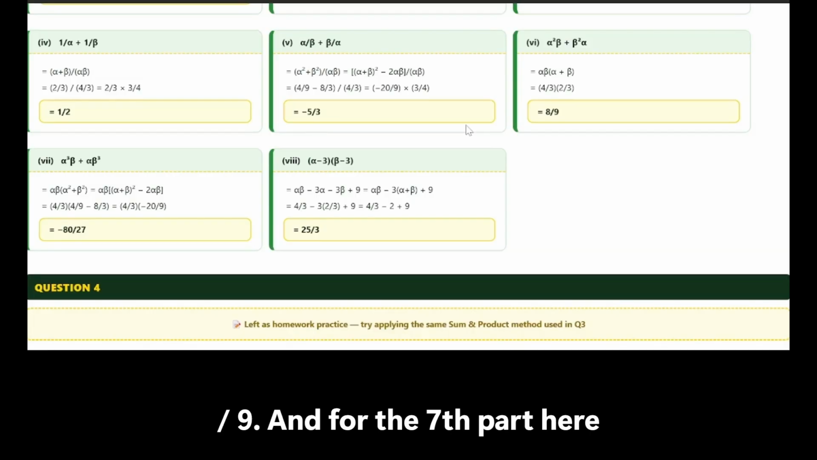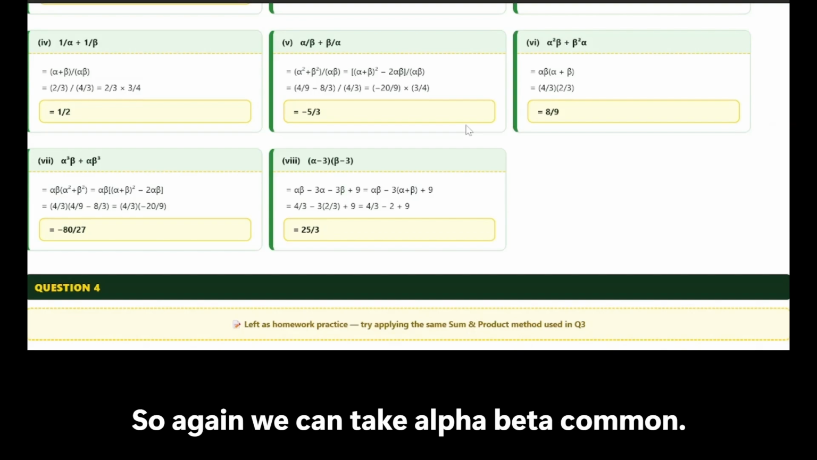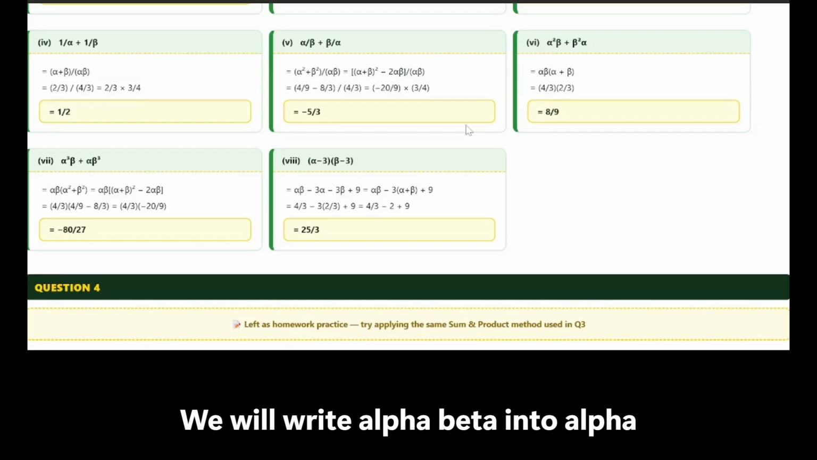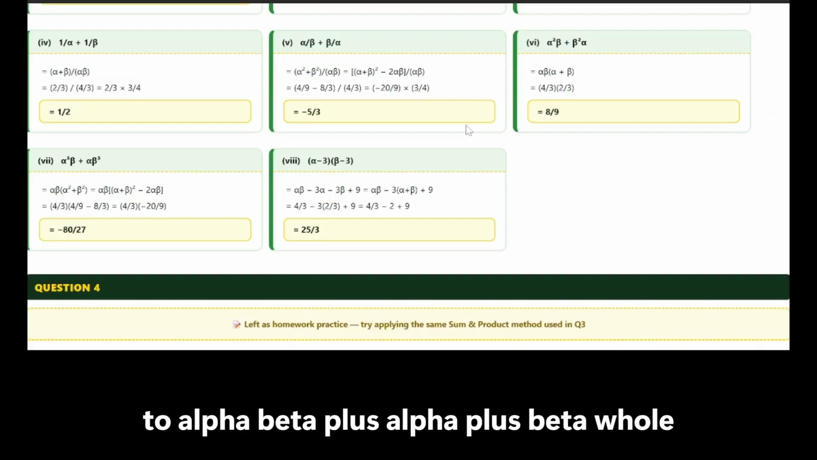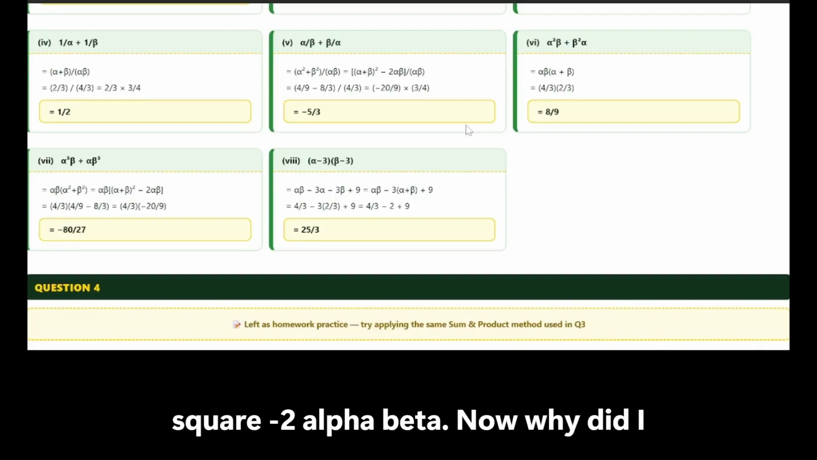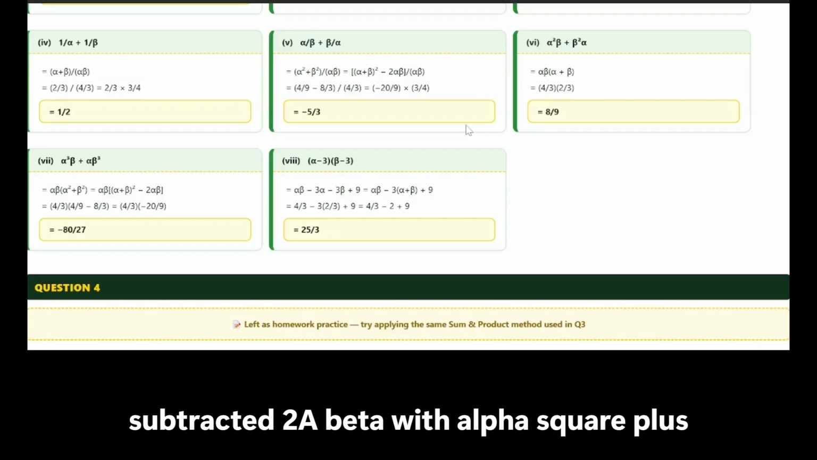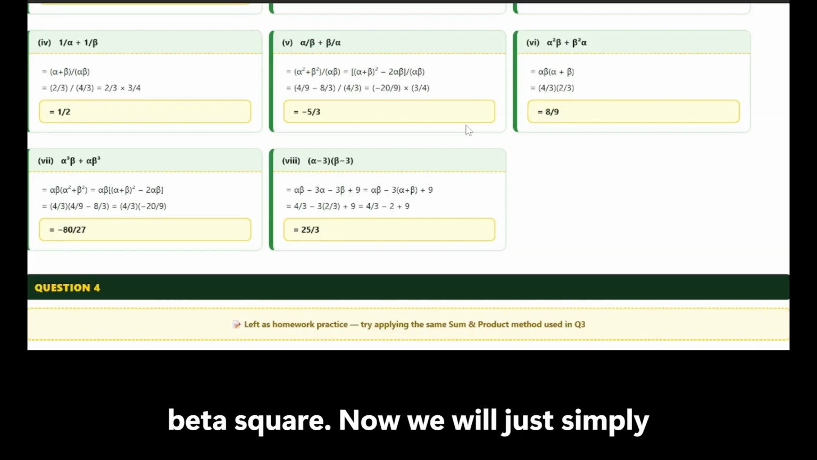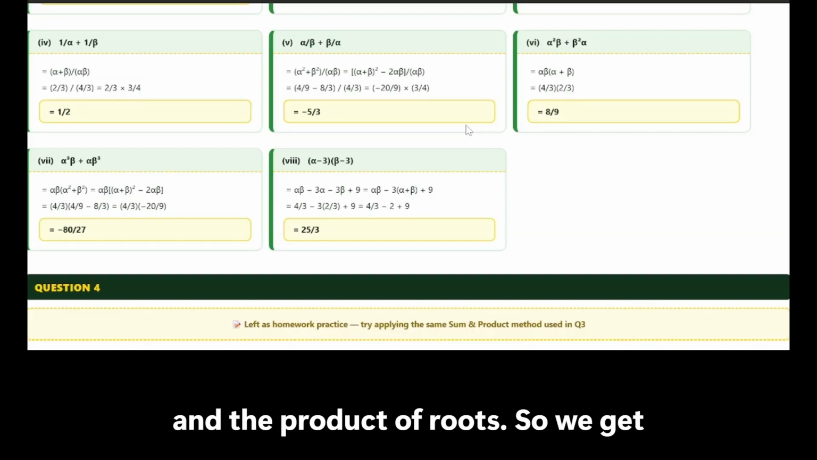And for the seventh part, here we have alpha cube beta plus alpha beta cube. So again, we can take alpha beta common. We will write alpha beta into alpha square plus beta square. So that's equal to alpha beta into alpha plus beta whole square minus 2 alpha beta. Now why did I write it like that? I added and subtracted 2 alpha beta with alpha square plus beta square. Now we will just simply place our values of the sum of roots and the product of roots. So we get negative 80 over 27.